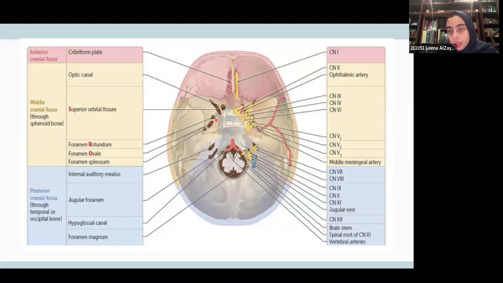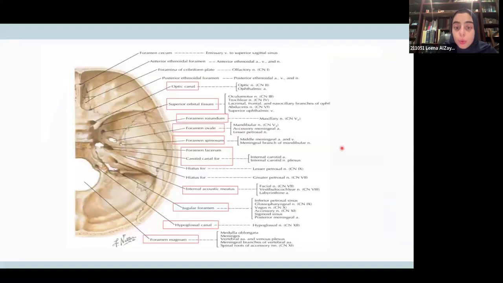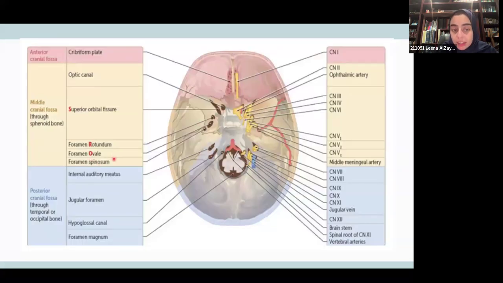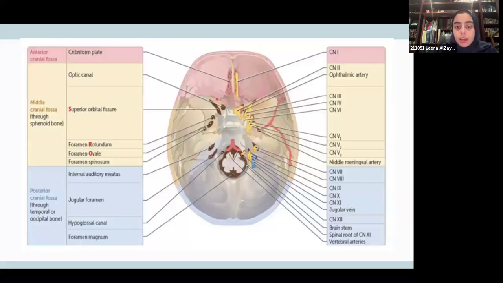The first one, which is foramen rotundum, carries the second branch of the trigeminal nerve. What's the second branch of the trigeminal nerve? The maxillary branch of the trigeminal nerve. And the third one, which is foramen ovale, carries the third branch of the trigeminal nerve, which is the mandibular branch of the trigeminal. Okay, so we can go here and we say again.